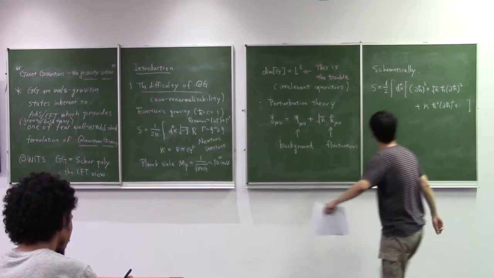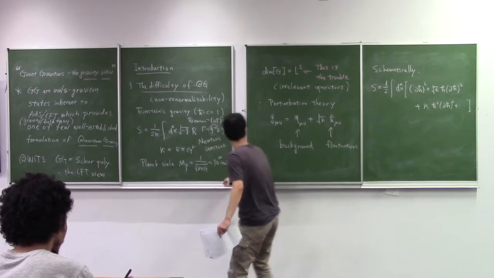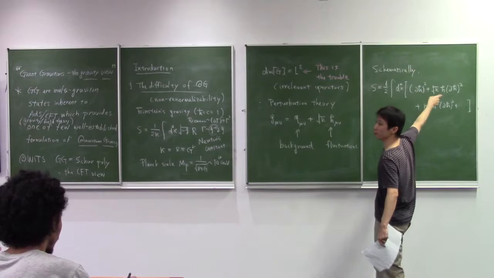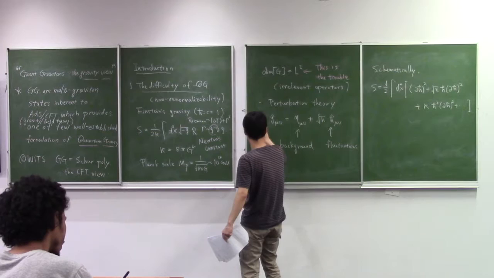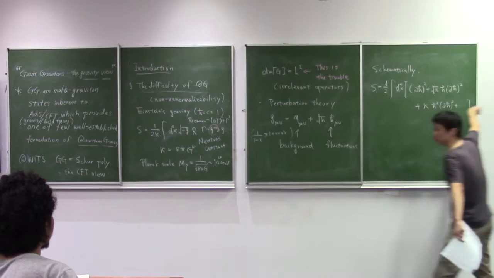So that's why you have to have two derivatives, and also you have this inverse. So inverse of this, if you expand, it will generate an infinite number of terms. Roughly speaking, you have this thing, and then you generate more, so that's why there will be an infinite number of terms.